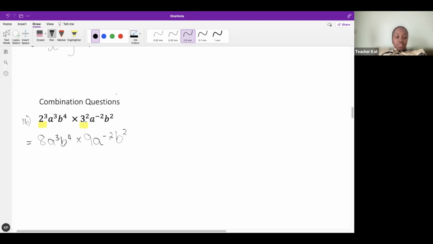Right. So we've simplified the numbers. Now we are multiplying. So what do we do to the exponents? Do you see we did exponents before we did multiplication? Remember not to rush, guys. I know we know our rules, but we need to be careful. Let's start with the numbers. 8 times 9 is 72.